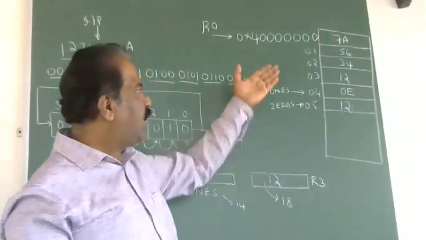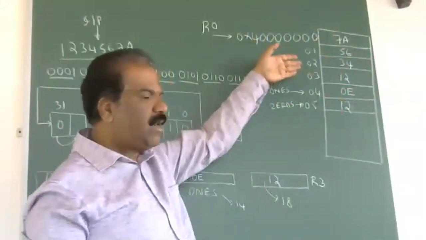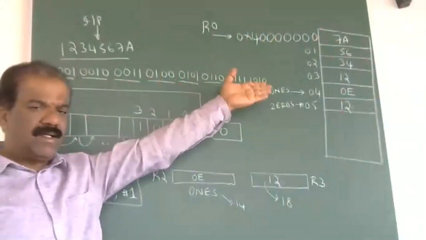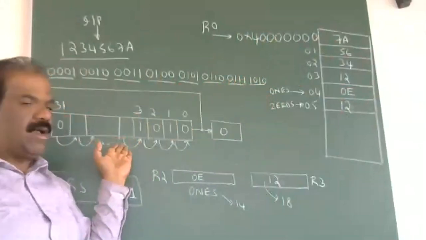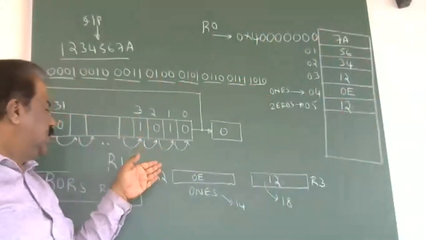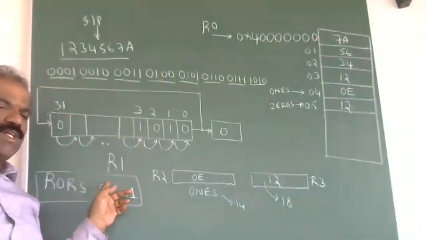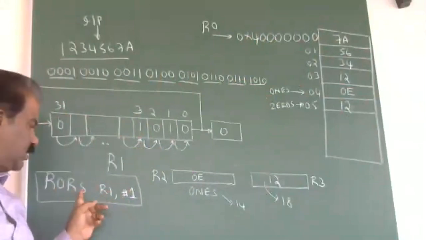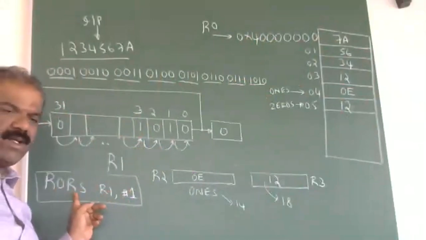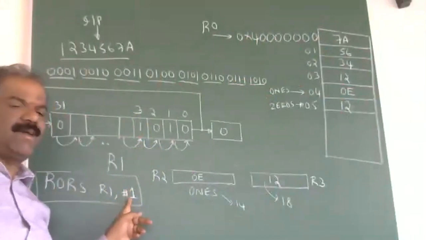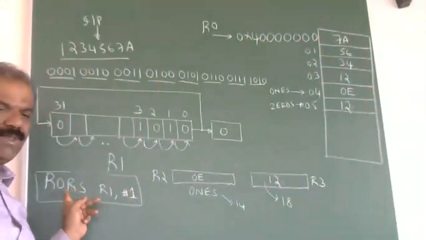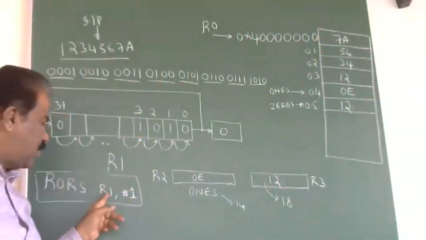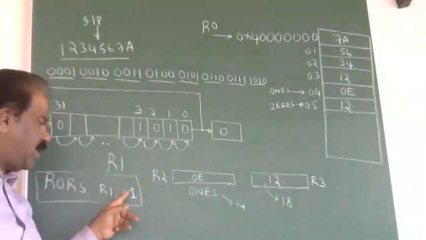Then we have to transfer this data to a register, say R1. I'm going to transfer the 32-bit number into register R1. Afterwards, I'm going to execute this particular instruction, that is, rotate the content of R1 towards right. How many times? One time. Rotate right with carry. That's the meaning of this. Rotate the content of R1 towards right, one time.